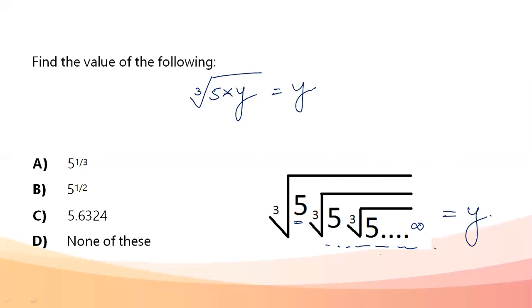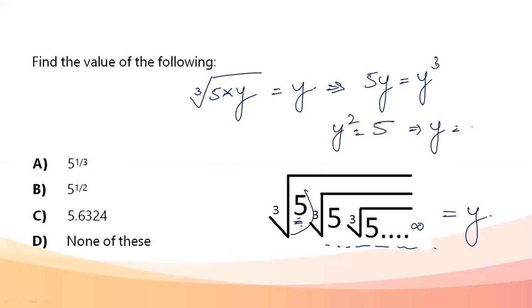So first thing I did, I called the whole expression y. Next, inside the root, I keep this one 5 aside and the rest of it I again replace with y. Now let's cube both the sides. When we cube both the sides, it becomes 5y equals y cube. From here, y square equals 5. That is, the value of y comes out to be 5 raised to power 1 by 2, or under root of 5. I got the value of y is root 5.